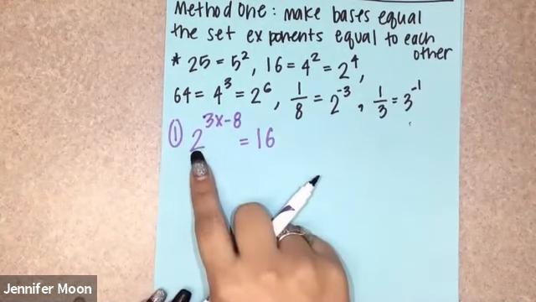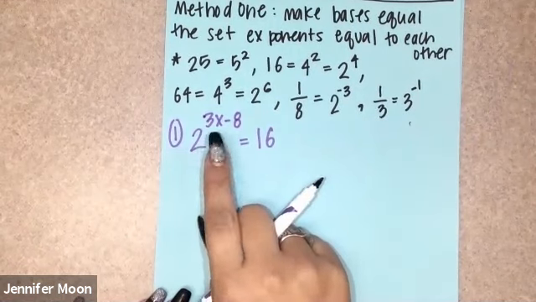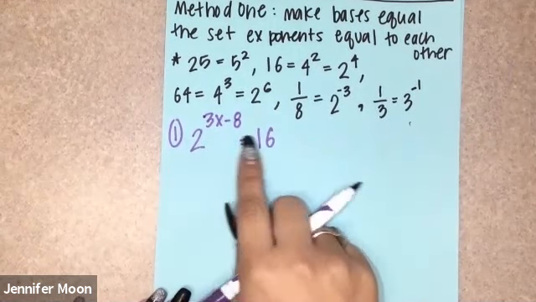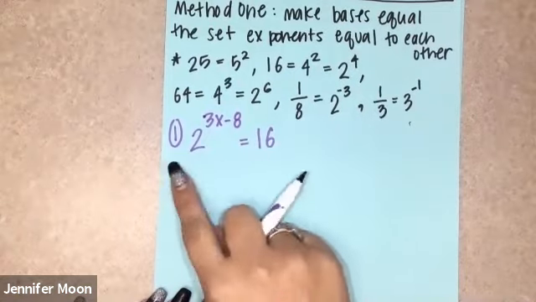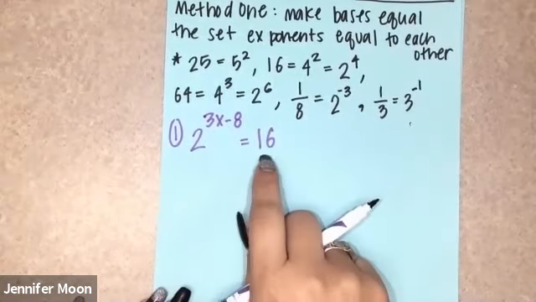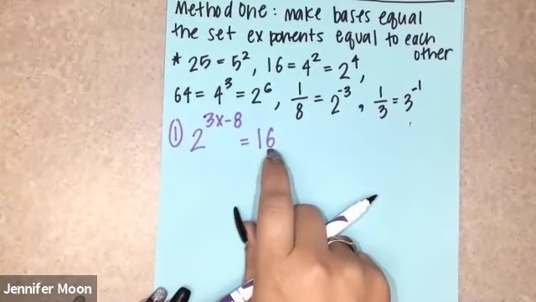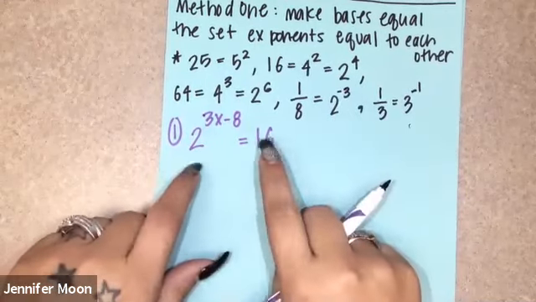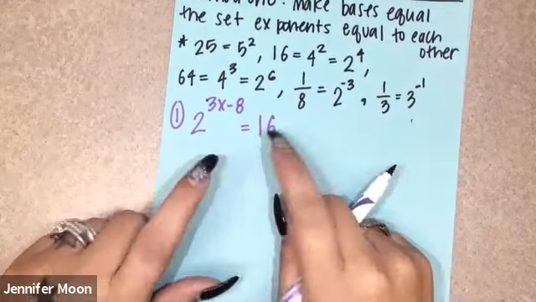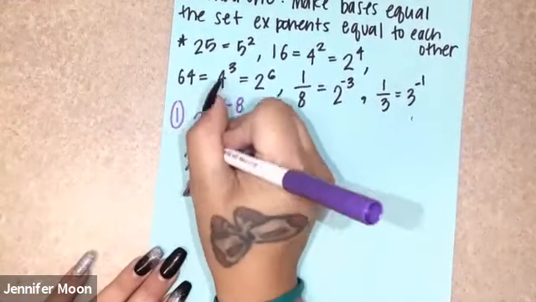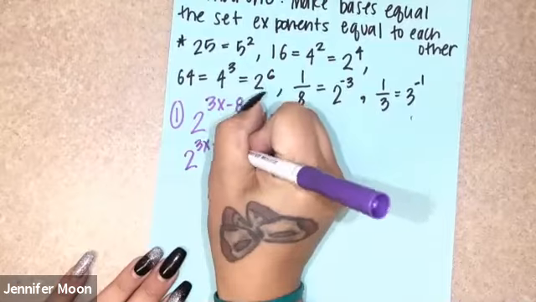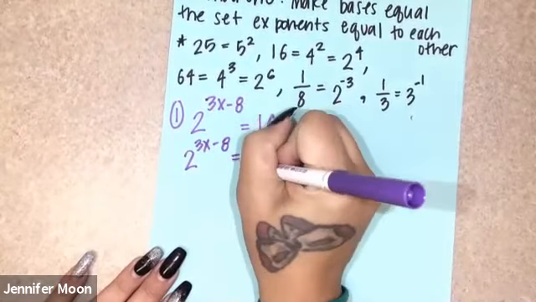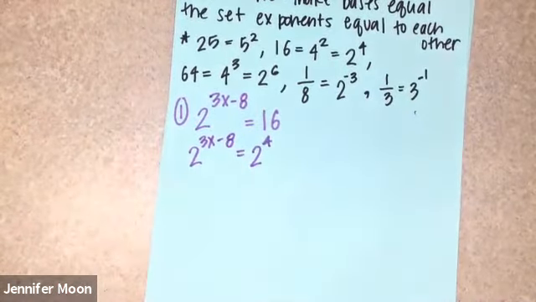So I notice here, I don't really have a way to write 2 to where it's going to give me 16, right? Like I'm not going to make that base go up. But if I look at my 16, I can write 16 as 2 to the 4th. And now I have 2's for both sides of my bases. So that's what I would want to do. Got 2 to the 3x minus 8 equals 2 to the 4th, right? Because 2 to the 4th is 16.